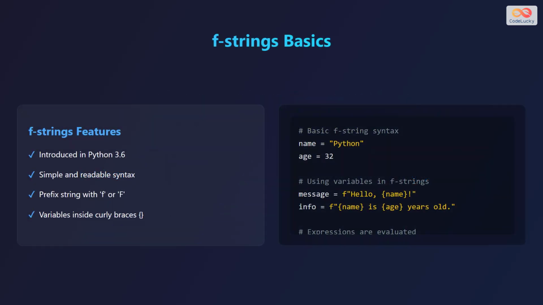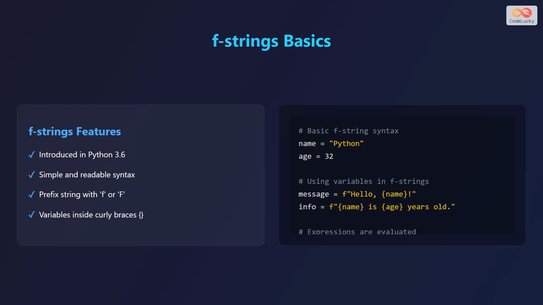Let's start with the basics of f-strings. F-strings were introduced in Python 3.6, offering a simple and readable syntax. To use an f-string, you prefix the string with either a lowercase f or an uppercase F. Variables can be directly embedded inside curly braces within the string.